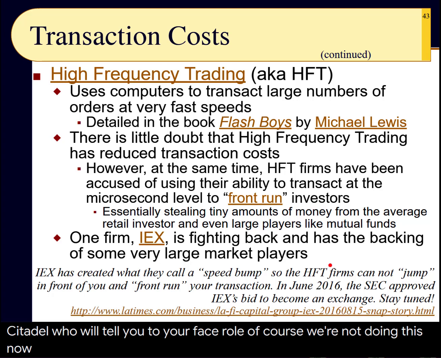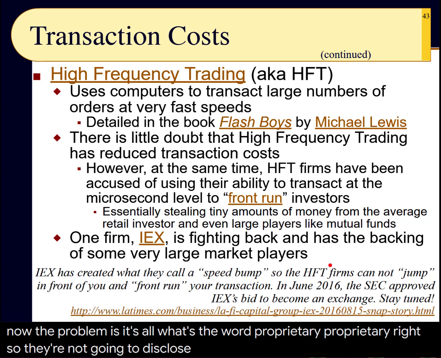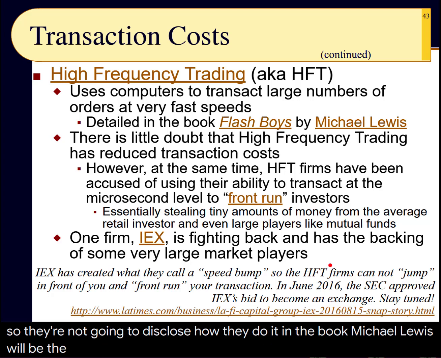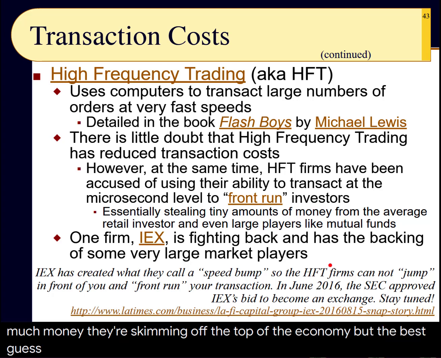Now, the problem is it's all, what's the word? Proprietary, right? So they're not going to disclose how they do it. In the book, Michael Lewis will be the first person to tell you that nobody really knows how much money they're skimming off the top of the economy. But the best guesstimates are between $5 and $15 billion a year.